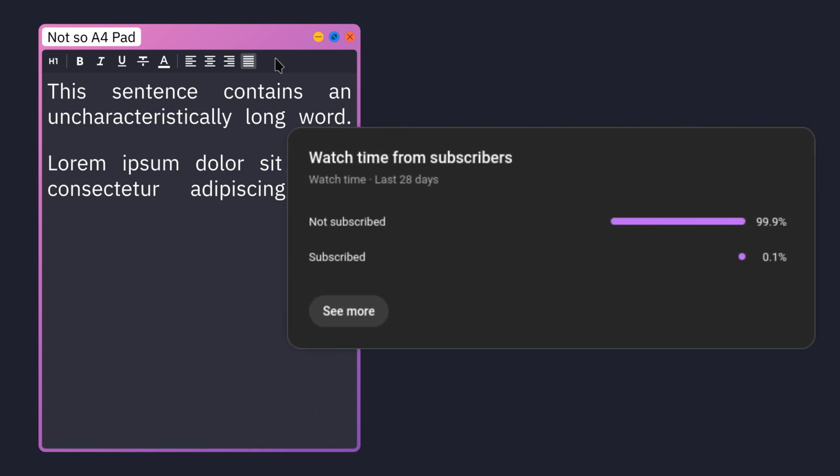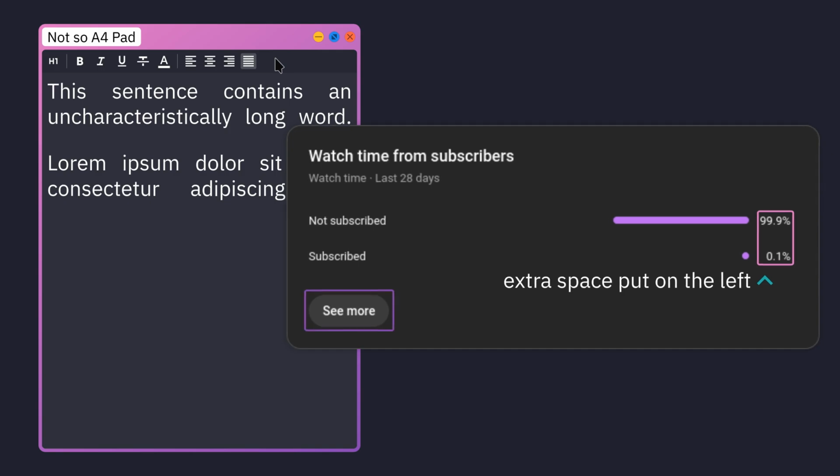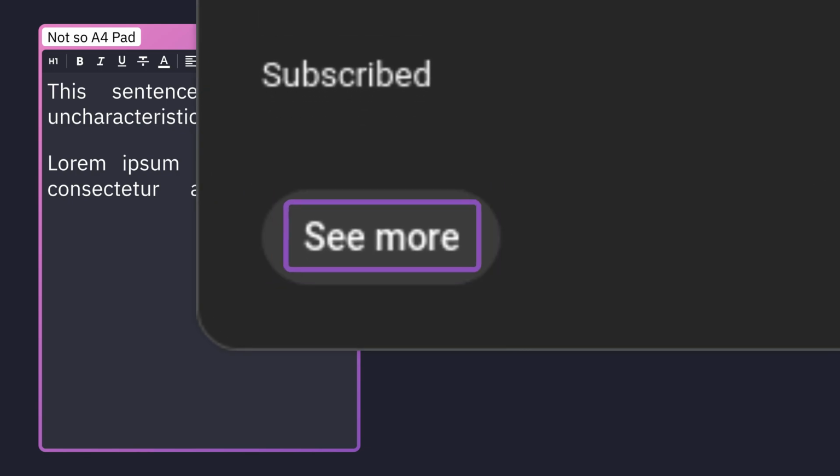In this example, the text on the right influences how much space the bars get. The percentage labels are also aligned by the right edges, so they influence each other. Or even something as simple as a button. Its size is the size of the label plus some padding.